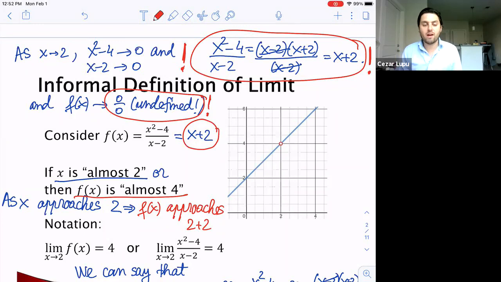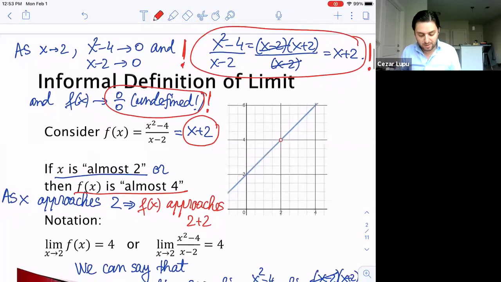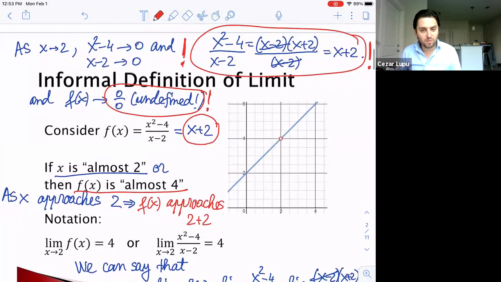So, when you have a limit of a function, you plug in the number that the variable approaches, and then you'll see what you get. If you get an undefined, then you need to come up with something, just like we have seen in this simple case here. Anyway, this is the story a bit with the informal definition of limit.